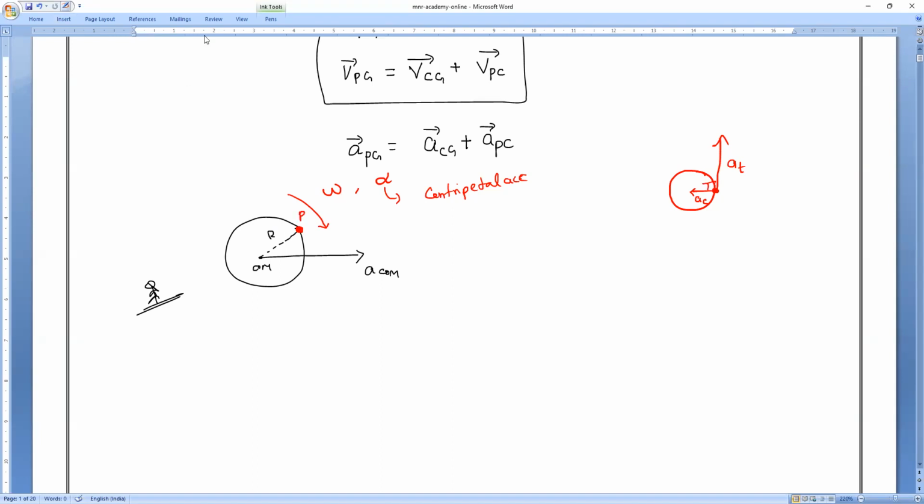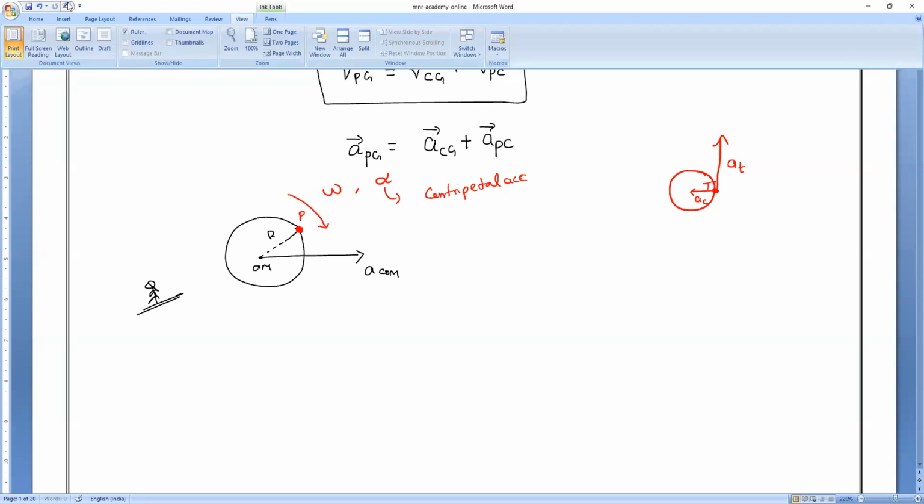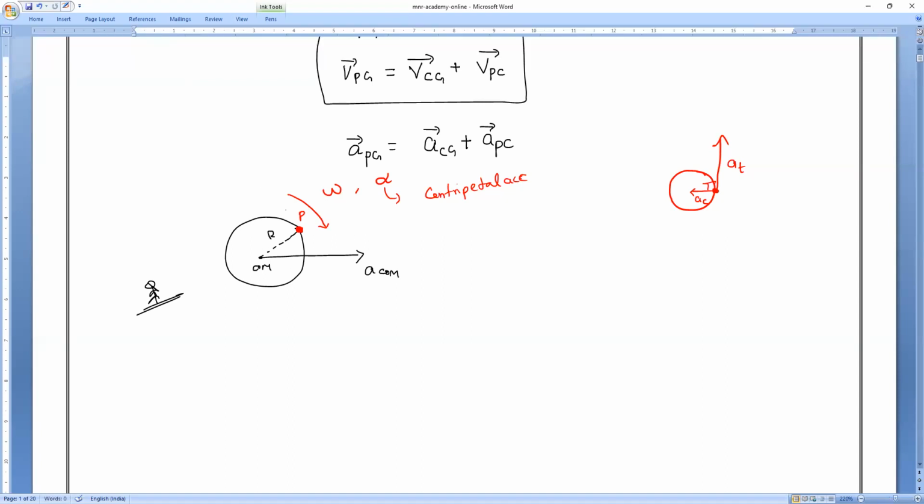So this is the particle P I have taken. What is the acceleration acting here? Not one acceleration; how many accelerations are acting, everyone? Two accelerations are acting. One acceleration acts towards the center. What is that acceleration called, everybody? Centripetal acceleration. And another acceleration is the tangential acceleration. Are you clear, everybody?